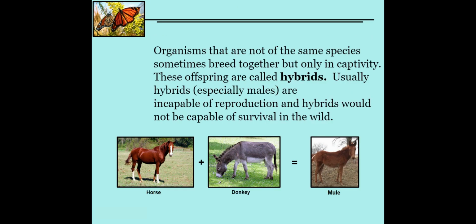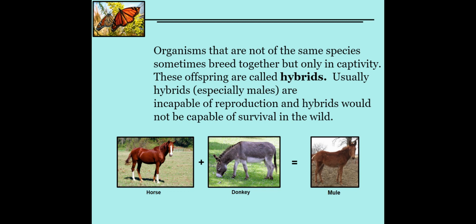This is an example of when you have things that are able to breed but are not the same species. Sometimes things can breed and we'll call them hybrids. Hybrids are pretty cool. There's a lot to learn about hybrids, though we don't get into a ton of it. But usually hybrids are incapable of reproducing, and some of them are not even able to survive in the wild because they don't have any of the adaptations needed.